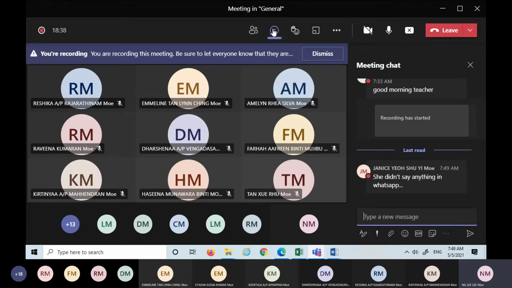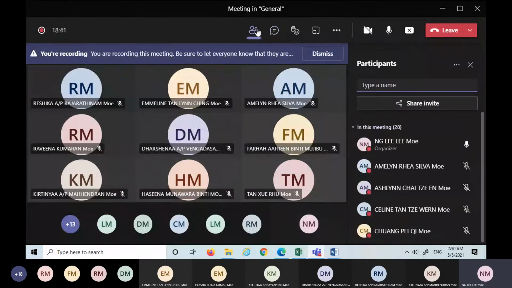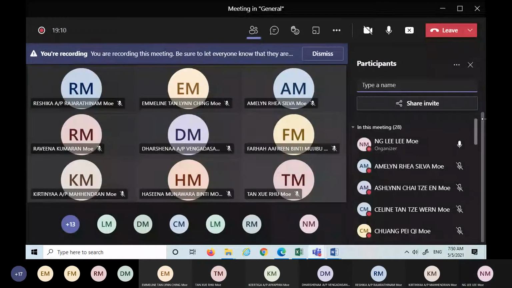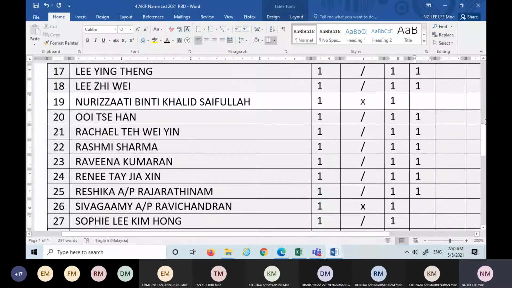Siva in this group or not? I know it's only 27 here, so it's 3 girls not here. Izati is one of them. I don't know who the other 2 are. Teacher, I don't think she's here. Wait, let me check. Because I cannot go down my list. I don't know why. You're not here, huh? Okay, then we go to the next girl. Sophie Lee, also not here. So I think I spot the 3 girls already.